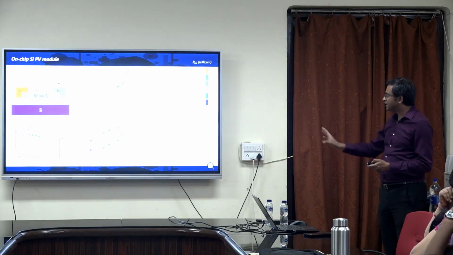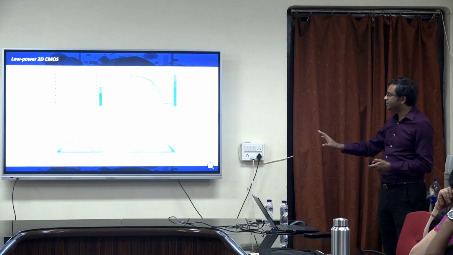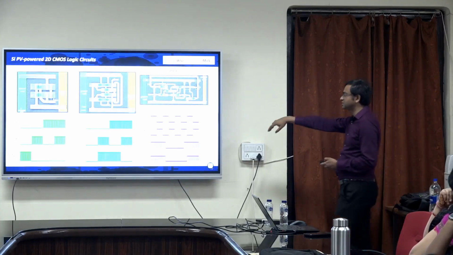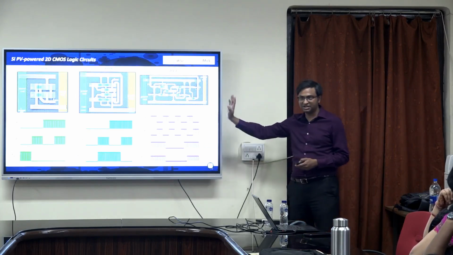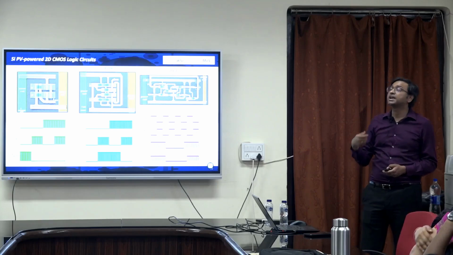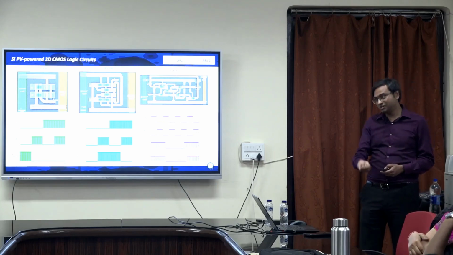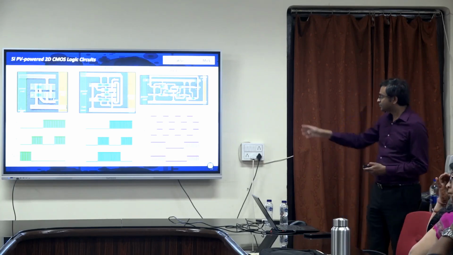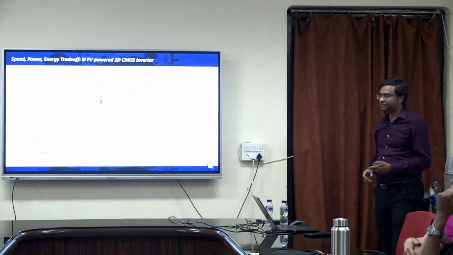And then we have shown that this operates all the logic circuits functionally, both the combinational logic circuits as well as sequential ones, because ultimately if you want to make a microprocessor, our ultimate goal is to run a microprocessor using silicon PV integrated on chip. So we are making progress towards that.